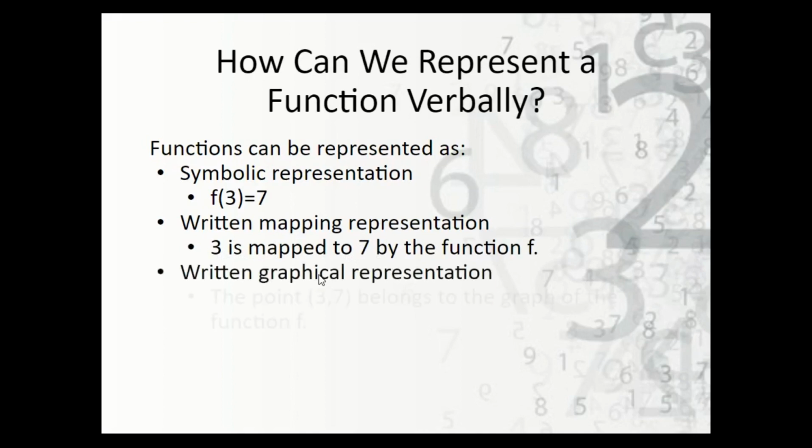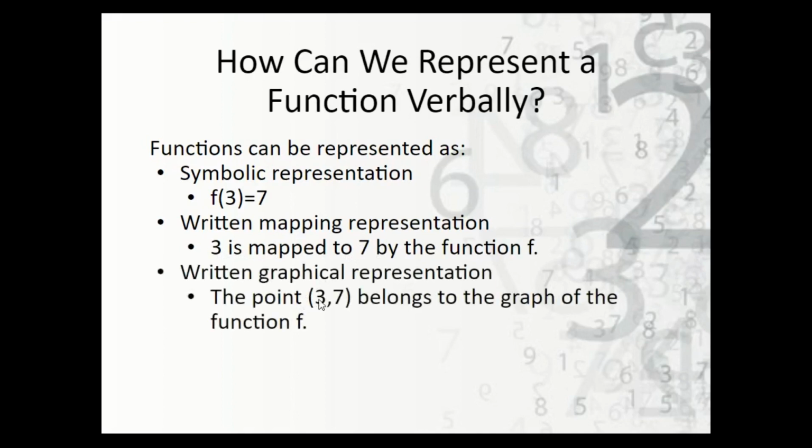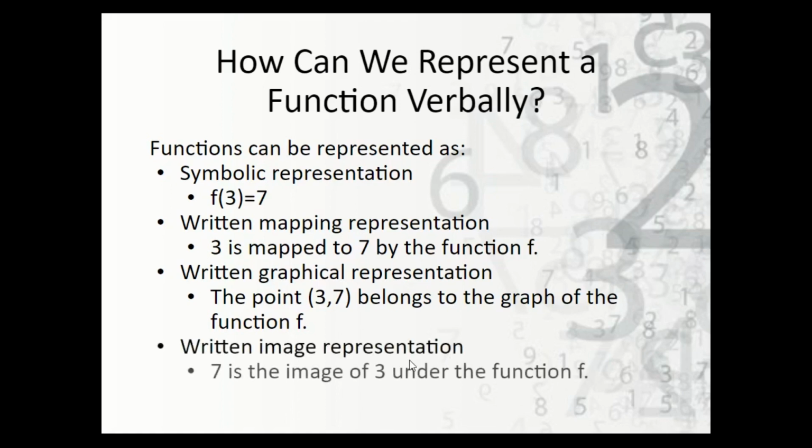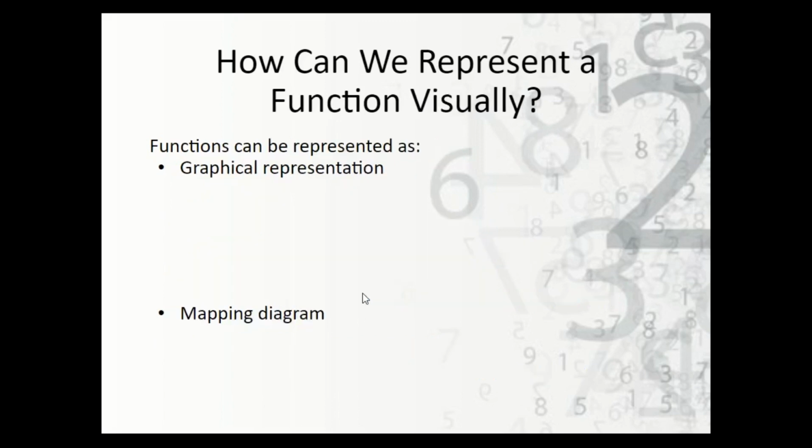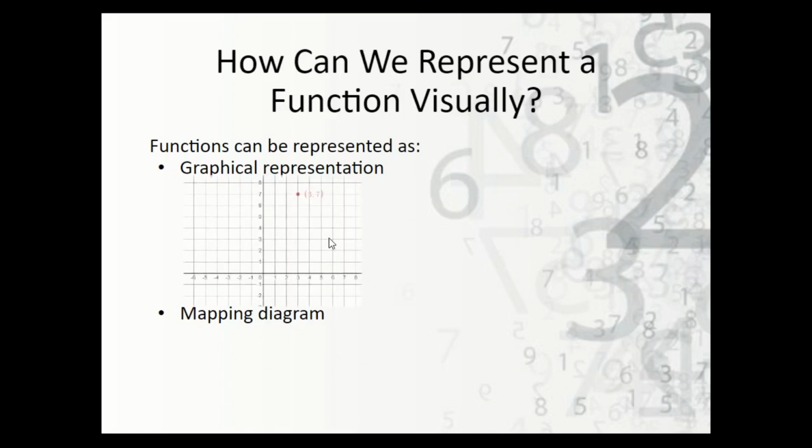We can do it graphically. So the point 3, 7 belongs to the graph of function f. So we could say it that way. We could say it as an image. So 7 is the image of 3, meaning 7 is the result when we plug 3 in. So it's just the backwards way of saying the mapping. We can also do it visually. So we could do it graphically. So we could have a point here, 3, 7, on the graph. Or we could do a mapping diagram that looks like this, where we have 3 being mapped to 7 by an arrow.